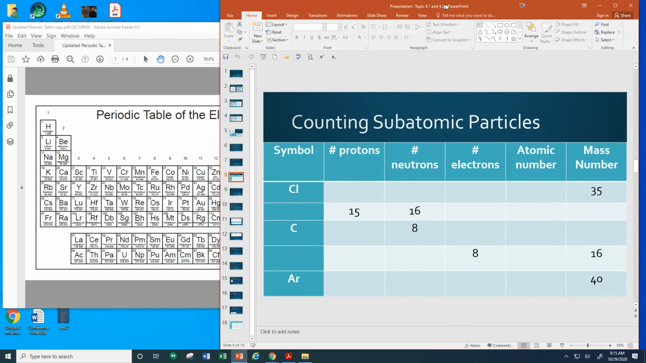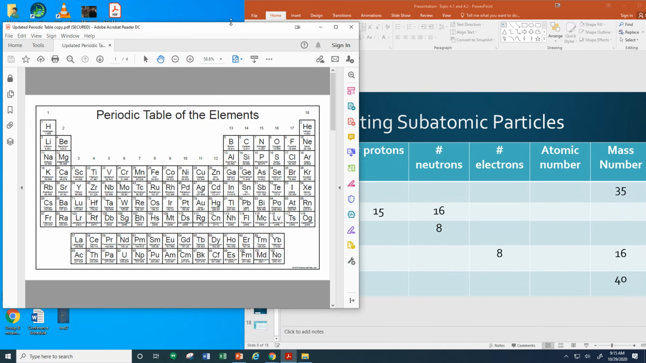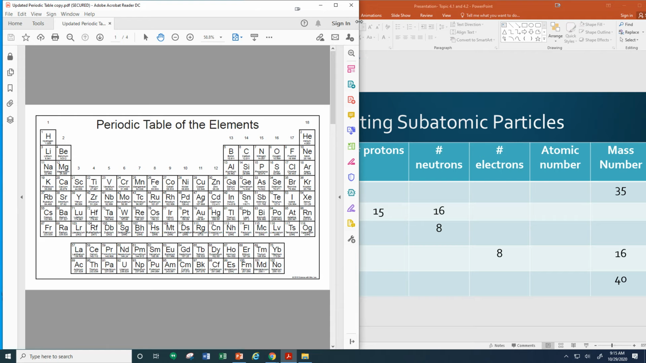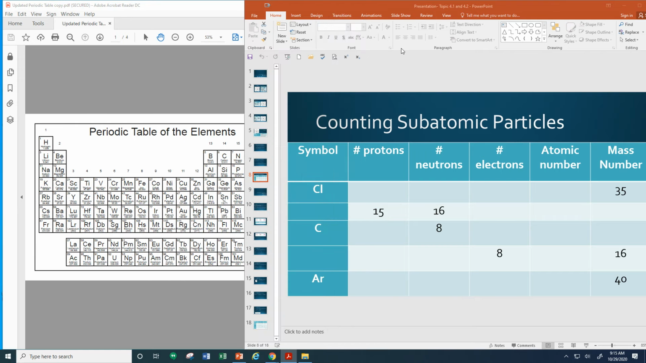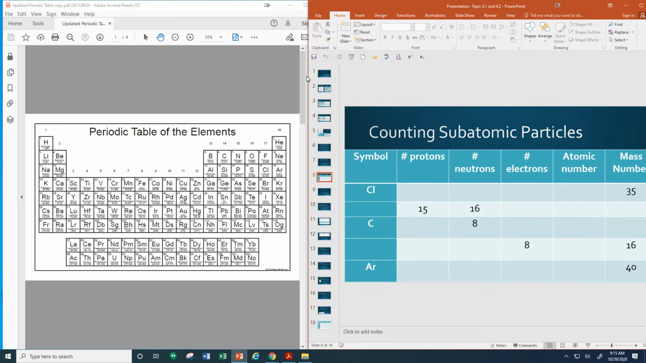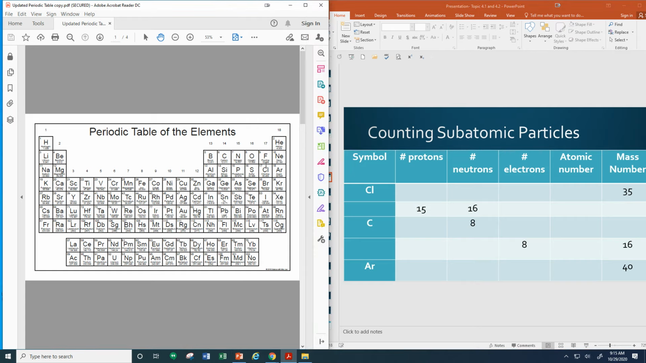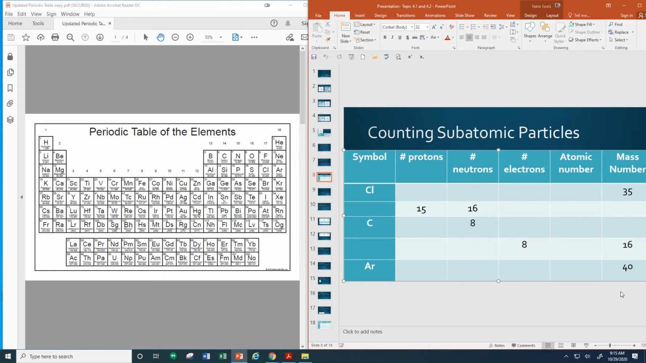So if you remember, the element Cl is chlorine. If you take a look at chlorine, you're going to find that on the right-hand side of your periodic table, so right here. And so in the upper left corner is that number 17. So that is my atomic number. So then I can start figuring out subatomic particles. So when I go about that, I already know my protons then. That's going to be 17.